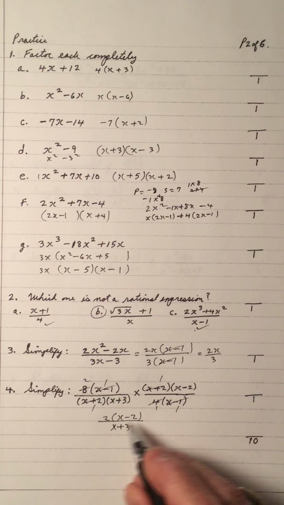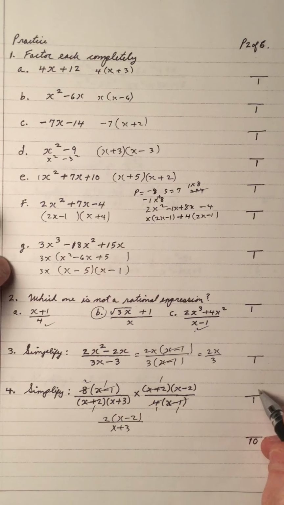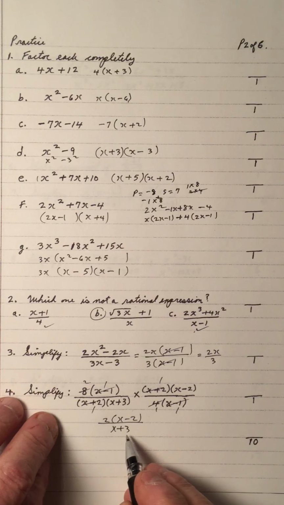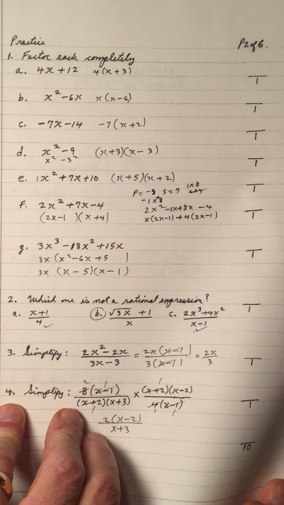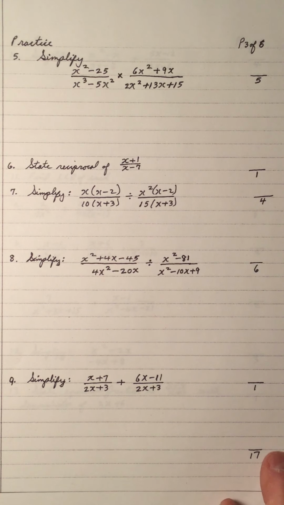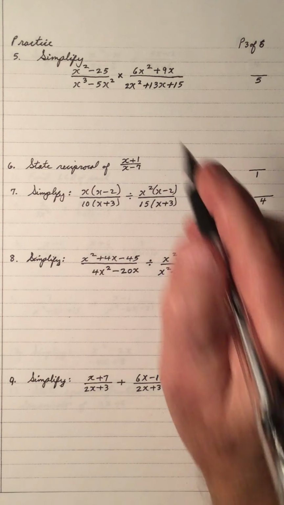So we have that mark. If you have this, give yourself a mark. You could also call it 2x minus 4 over x plus 3. That's a total of 10. Let's continue. Hopefully you're doing okay. Hopefully you know how to factor and everything works out.